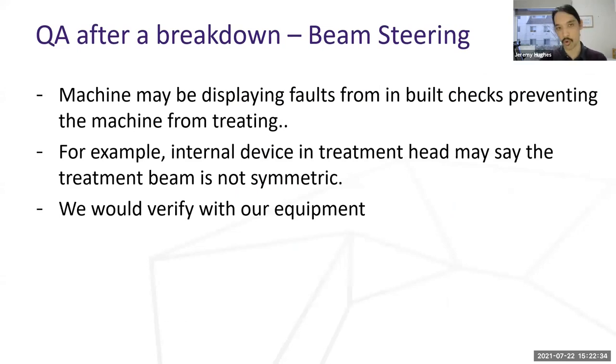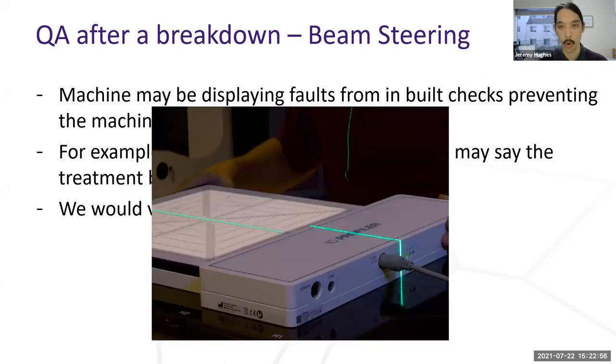Another time that we perform our quality assurance tests is after a machine breakdown. The machine has its own interlocks in place, running in the back end, checking that it is within tolerance. It has an internal device in the treatment head that may say that the treatment beam is not symmetric. So we would then verify this with our own equipment.